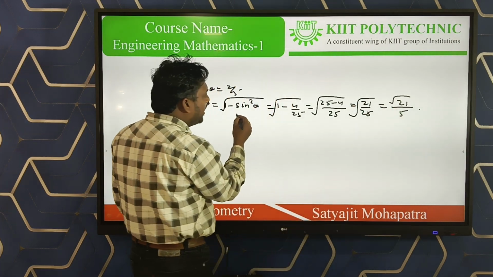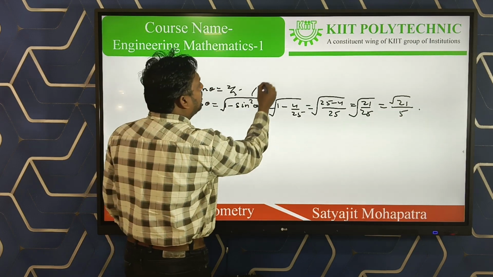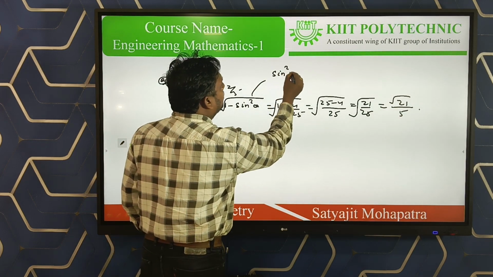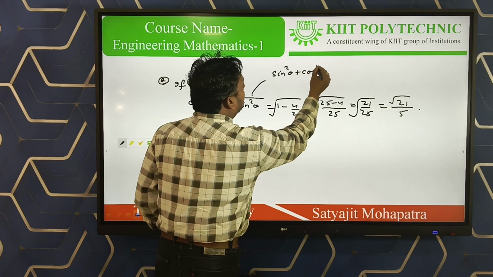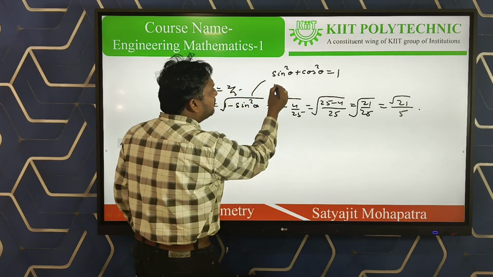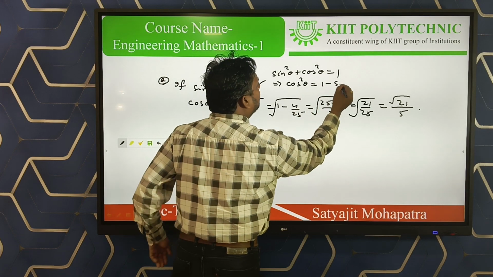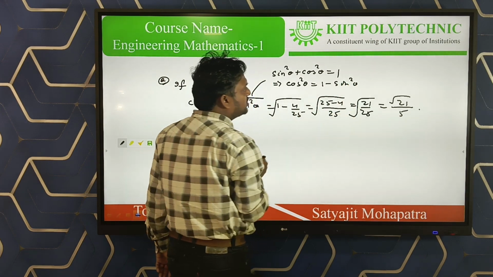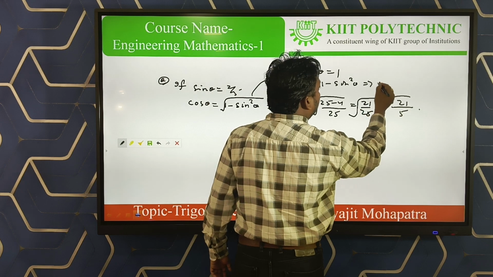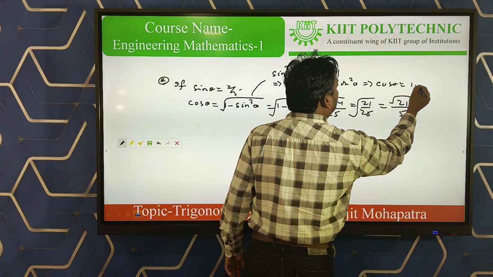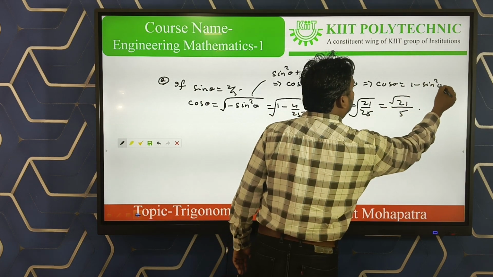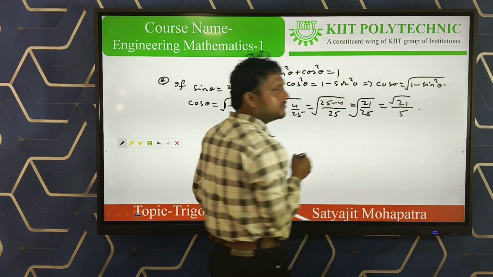Because how? From where is this formula derived? This formula is derived from the first formula, sin square theta plus cos square theta equals 1. So what will be cos square theta? Cos square theta will be 1 minus sin square theta. All of you see, if you want to find cos theta, it is cos theta equals the root of 1 minus sin square theta. Try to get this one.